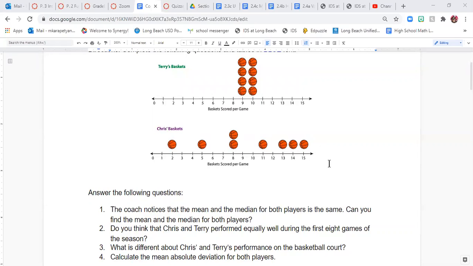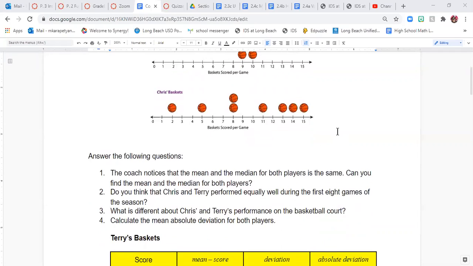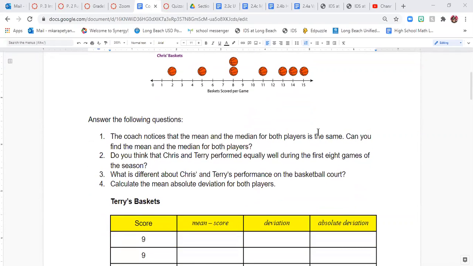So the questions I want you to think about and answer right now. It says the coach notices that the mean and the median for both players is the same. Number 1 is asking you to find the mean and the median for both players. Number 2, do you think that Chris and Terry performed equally well during the first 8 games of the season?